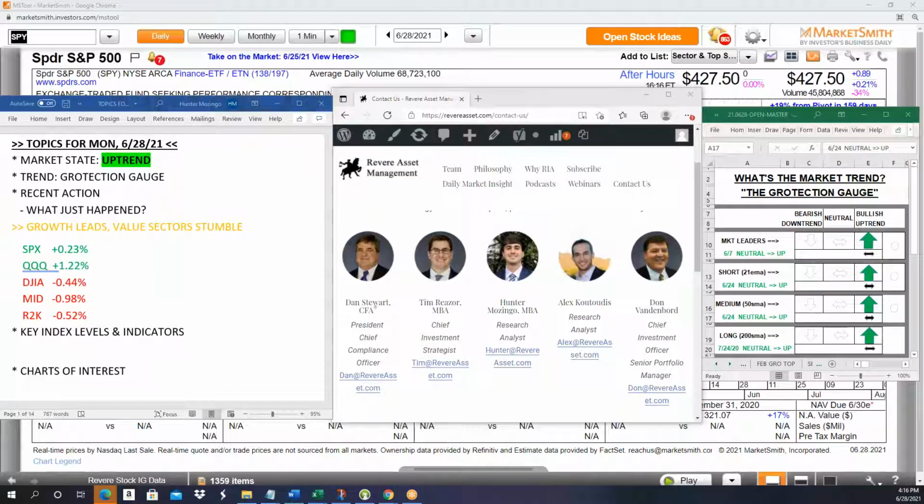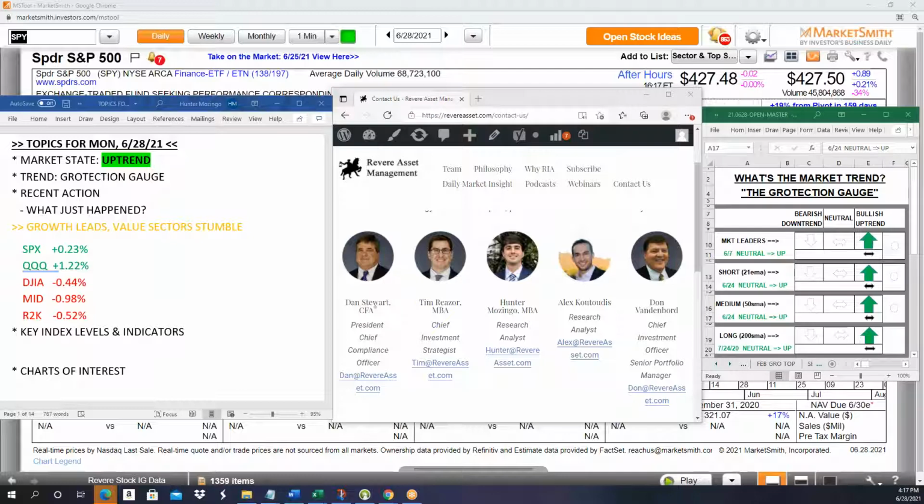And you can see on the left-hand side of your screen there in the yellow text, growth leads while value sectors stumble, evidenced by the Qs being up 1.22% today, while the other indices were either flat or down. The S&P up 0.23%, Dow down about 0.5%, mid caps down roughly 1%, and the Russell 2000 down 0.5% as well. Market state remains in an uptrend.